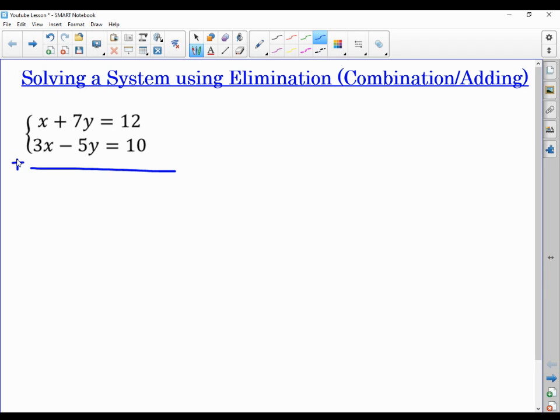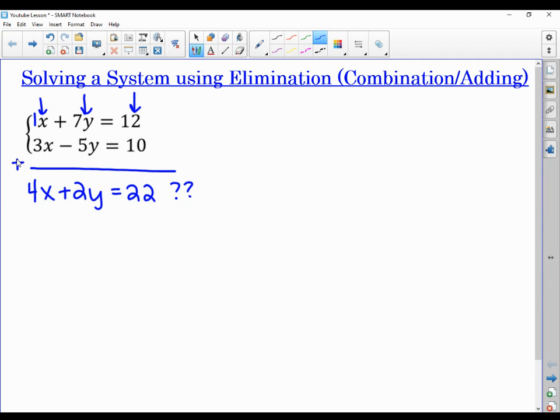The first thing you should probably do, though, this equation's already set up, is you want to line up your x's, your y's, and your constants together so that you can actually combine them vertically. So, okay, we have 1x plus 3x is 4x, 7y plus negative 5y is a positive 2y, and then 12 plus 10 is 22. Except we can't really do anything with that.